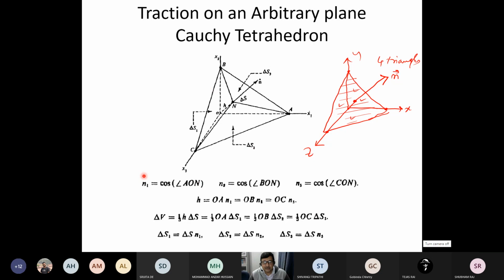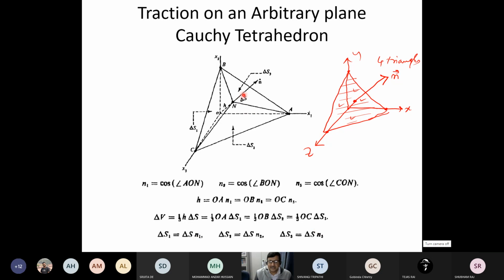So I can really define two geometrical parameters. And then if I want to calculate delta V of this tetrahedron, what should I do? By the standard formula, 1/3 of h into delta S, which will be 1/3 of, now h has OA into n1, that is OA into delta S1, then 1/3 of OB into delta S2, and 1/3 of OC into delta S3. Just using this relationship gives me a very interesting correlation, delta S1 equal to delta S n1, delta S2 equal to delta S n2, which is obvious, right? So delta S has three components, delta S1, delta S2, delta S3, in which direction? n1, n2, and n3, which we were debating in the beginning.